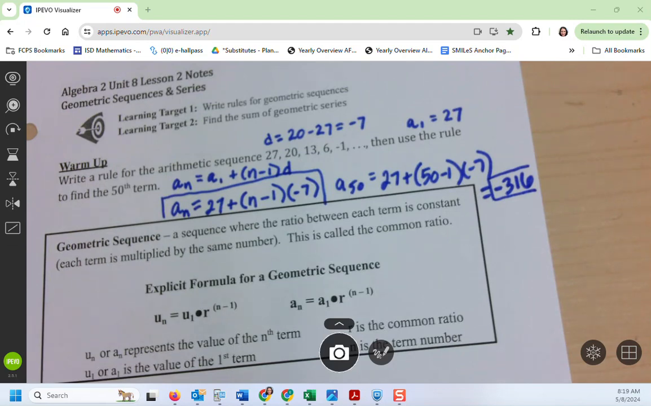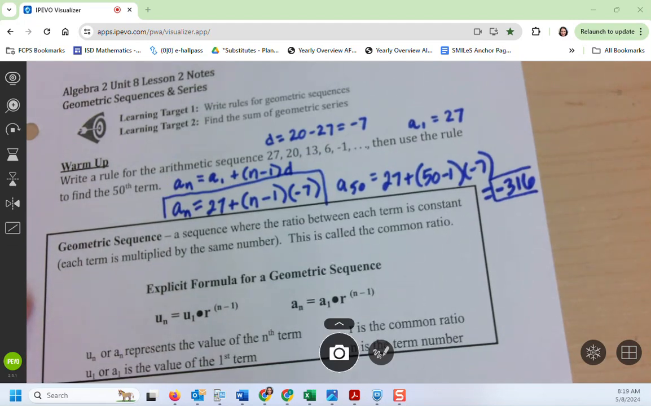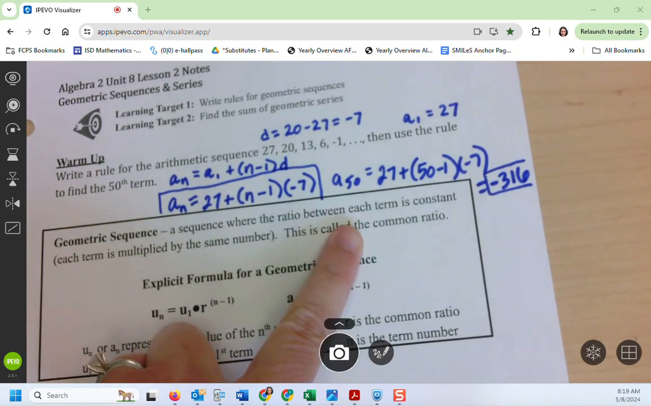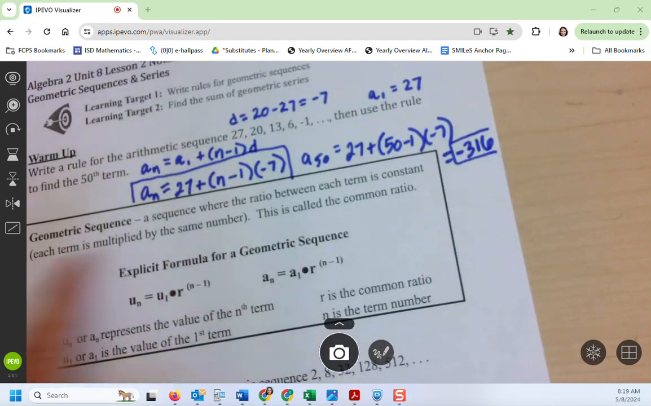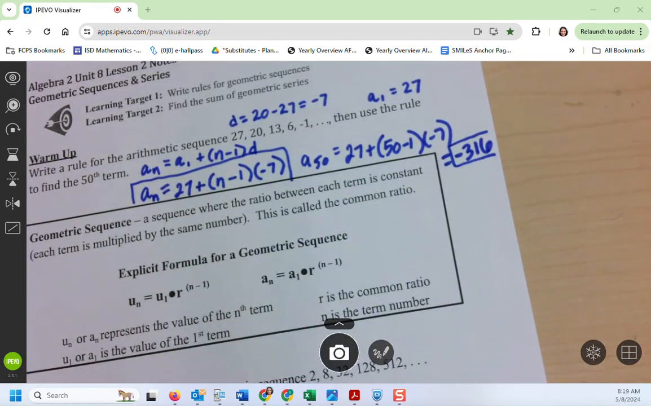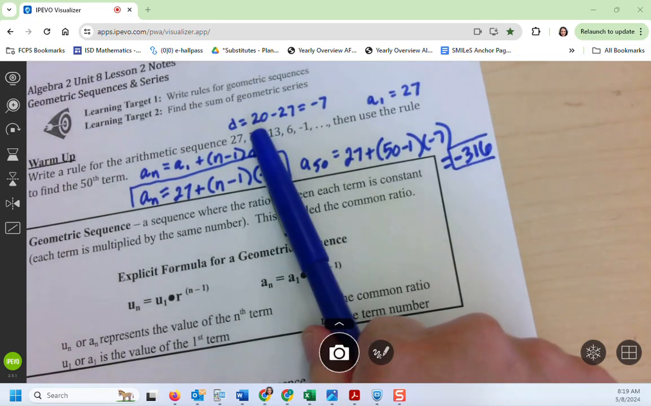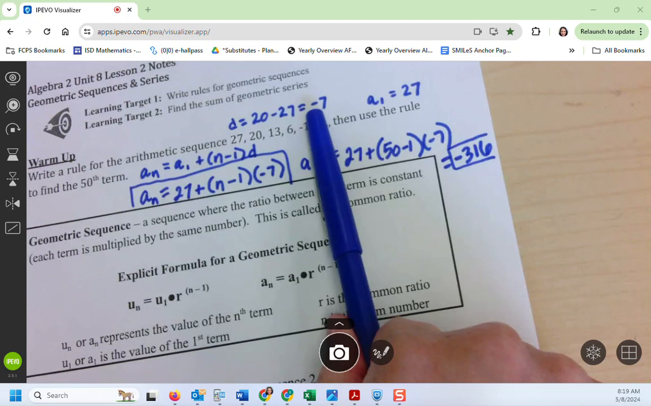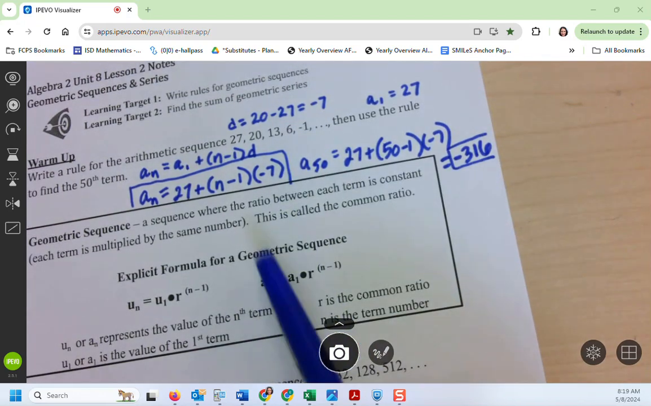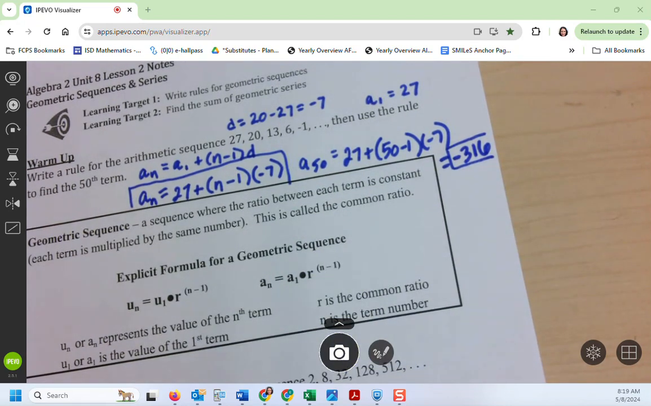Okay, so then I said today we're going to talk about multiplying patterns. Geometric sequence is a sequence where the ratio between each term is constant, which means that each term is multiplied by the same number. This ratio is called the common ratio. So you notice here how we subtracted to find the D value that we were adding each time. We were adding negative 7. When we have a geometric sequence, we can divide the second by the first to find this number, the common ratio.